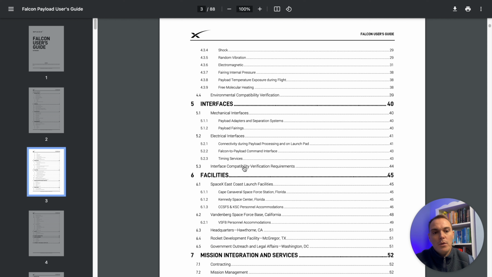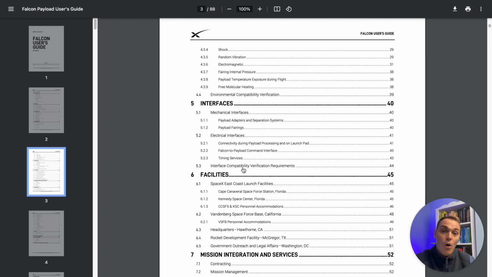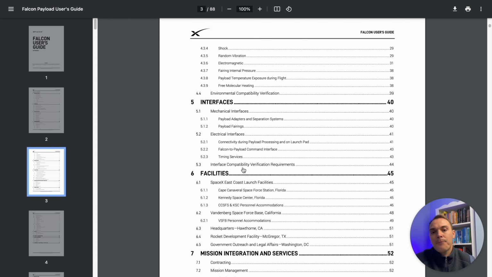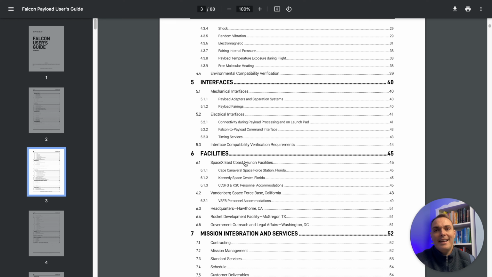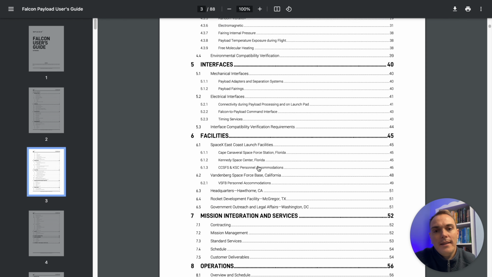So if you were to design a bit of kit that had to go into orbit, such as a satellite, then actually you need to interface with the Falcon rocket in some shape or form. So actually understanding and integrating your components onto that is really key.